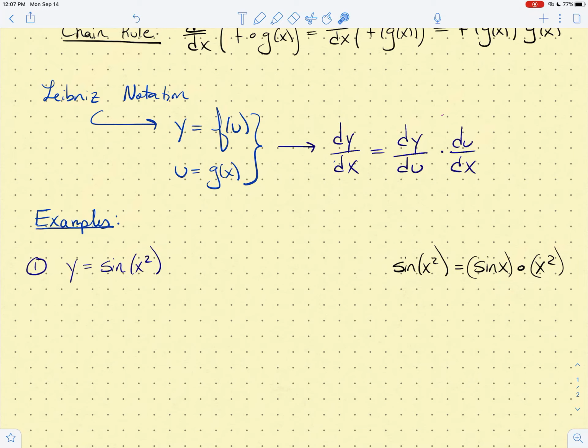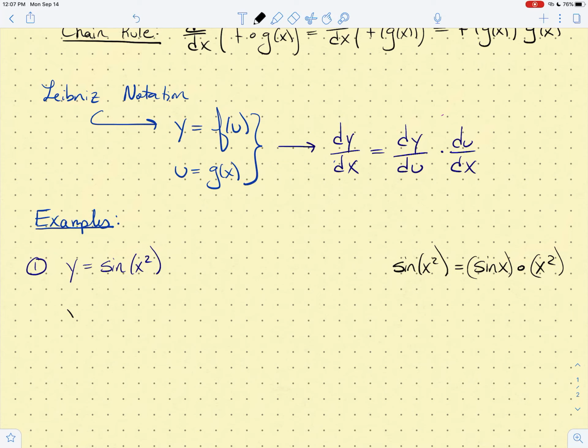And so now all of a sudden you've got a clear sense of what your outside function is, what you're plugging into, and your inside function, what you're plugging in. Here's your f, here's your g in the formula. And so we just work it out. So I think of it more as the derivative of the outside, derivative of the inside, that kind of thing.